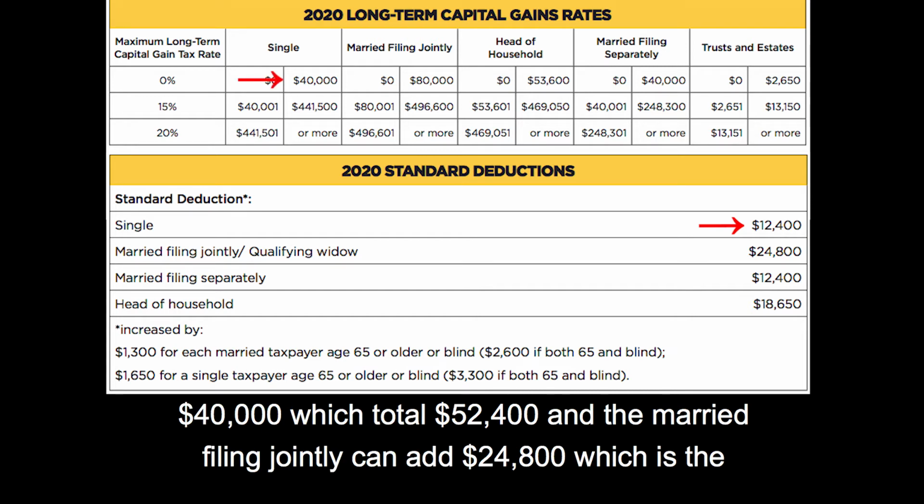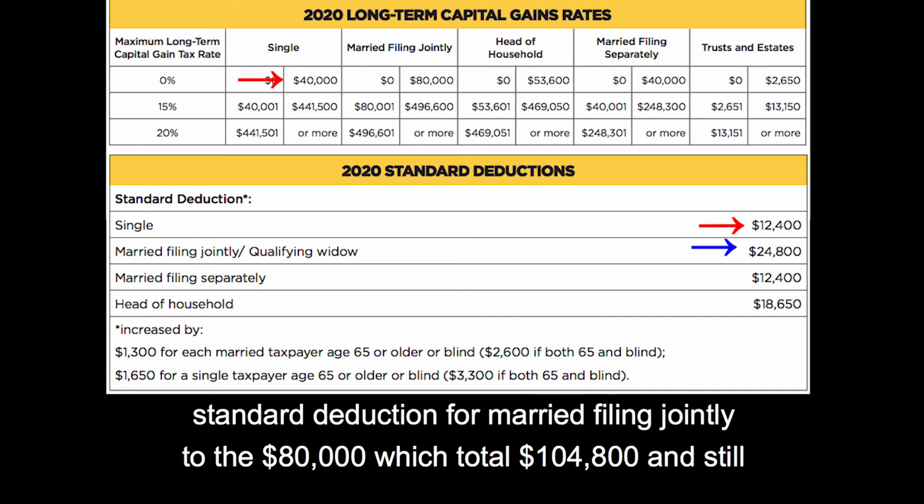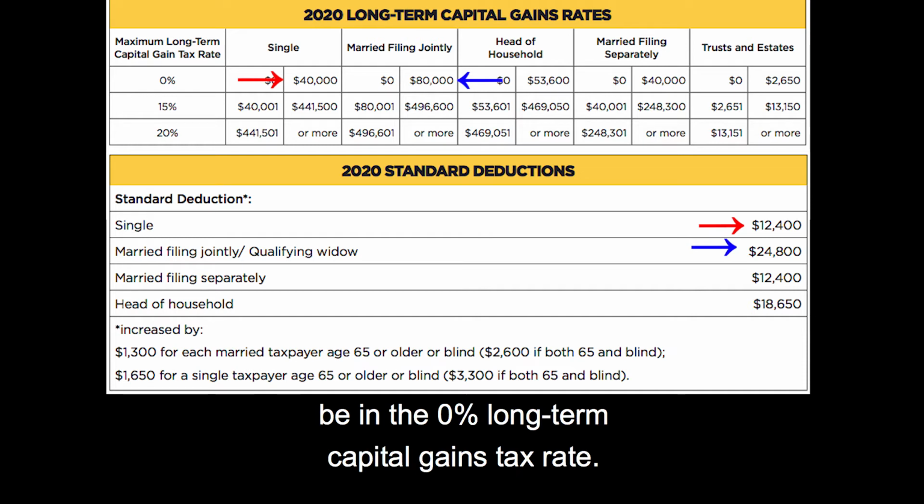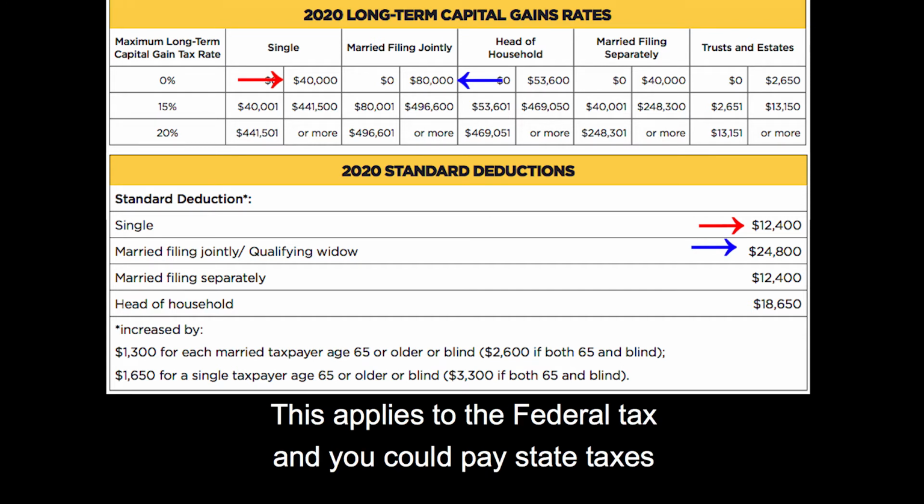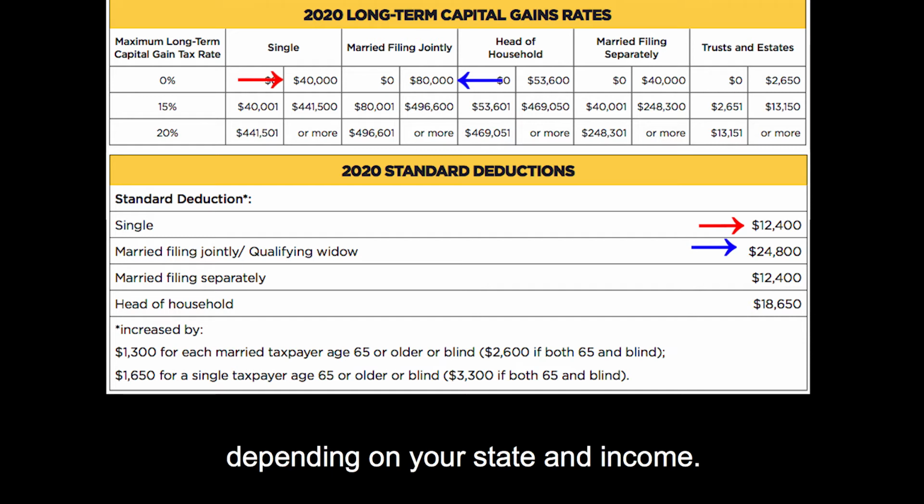which total $52,400, and the married filing jointly can add $24,800, which is the standard deduction for married filing jointly, to the $80,000, which total $104,800, and still be in the 0% long-term capital gain tax rate. This applies to the federal tax, and you could pay state taxes depending on your state and income.